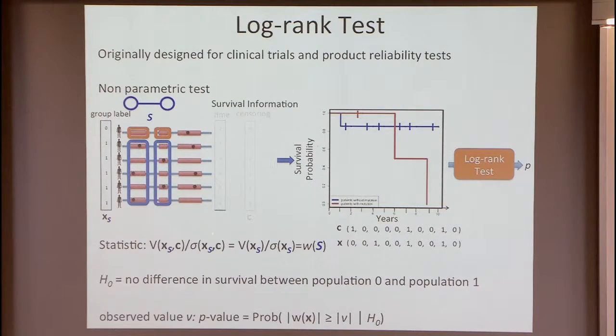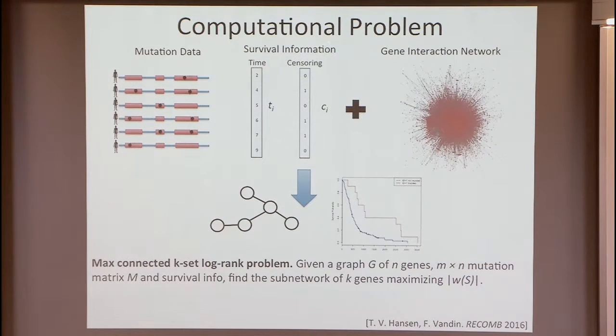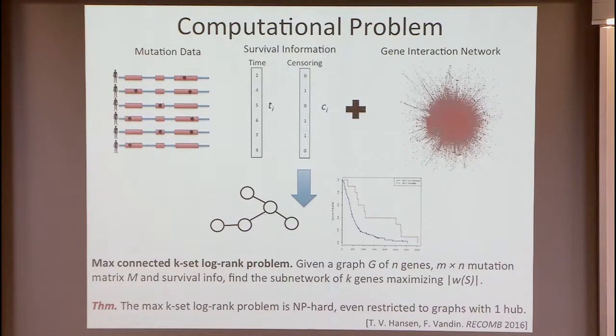OK, so now what we can do is use the log-rank statistic, the weight given by the log-rank, to define formally a computational problem that we will use to identify subnetworks associated with survival. So given our mutation data, the survival information, the large gene interaction network, and the value k, we want to find a connected subnetwork of k genes that maximizes the log-rank statistic, the weight given by the log-rank. In the paper that is going to be presented at RECOMB next week, we prove that this problem is NP-hard by reduction from the set cover problem.